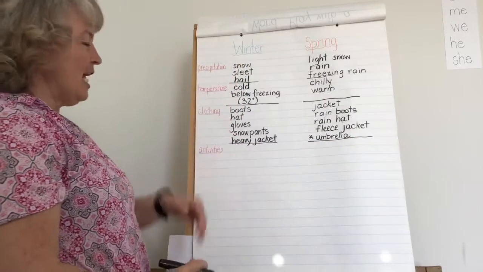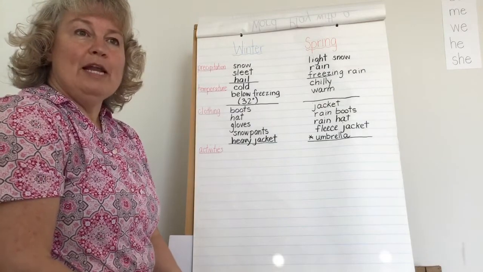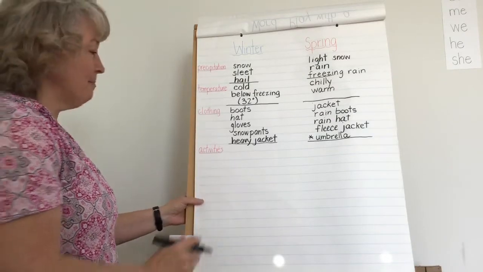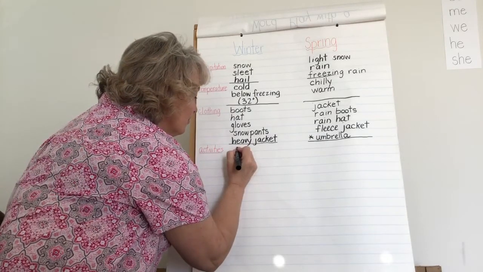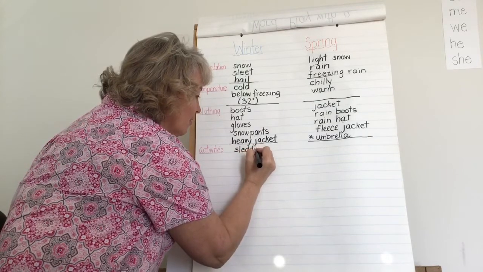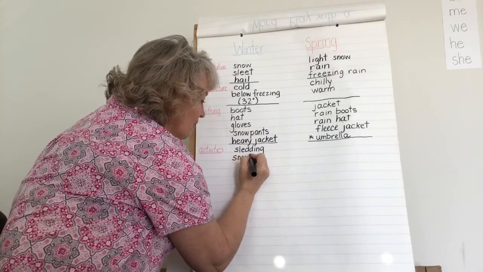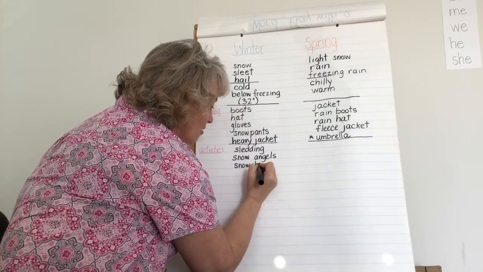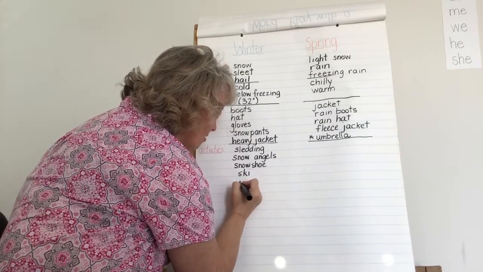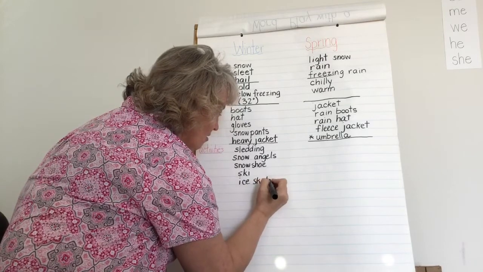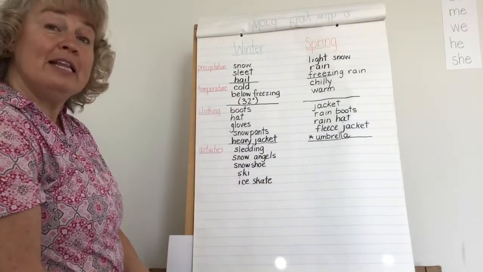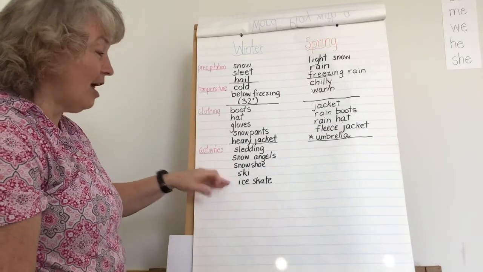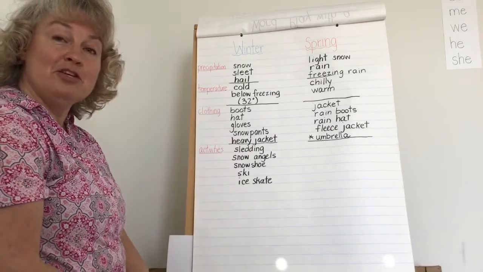All right. And then for the last thing, let's think about what activities do you do when it's winter? Go ahead and see if you can think of at least 3 things you would do in the winter. And I'm going to write down my ideas, okay? Then we'll compare. All right, see if you had any of the same things that I did. Sledding, snow angels, snowshoeing, going to ski, ice skating outside. Were those any of the same things that you had?